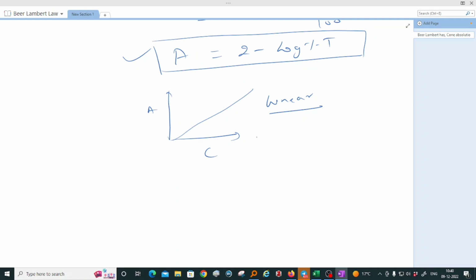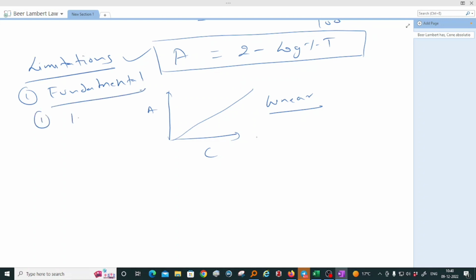But there are some limitations of the Beer Lambert Law, which we will discuss. There are 3 types of limitation. One is fundamental limitation, which concerns the law itself. First, it is valid only for very dilute solutions, up to 10 millimolar. Why? Because at higher concentration there is interaction among the analytes in the sample, and they affect the charge distribution of each other, and hence the value of epsilon, the molar absorptivity, will change.